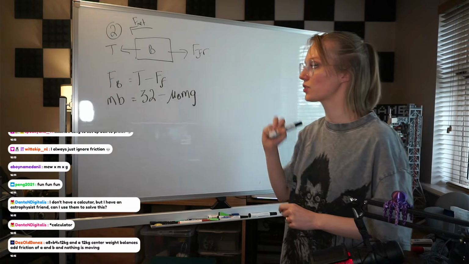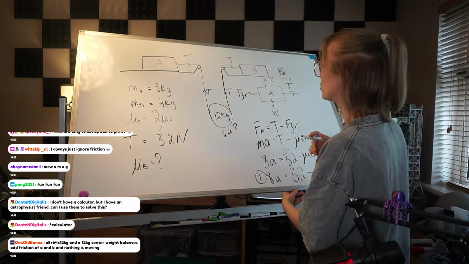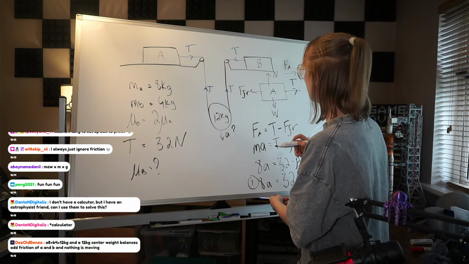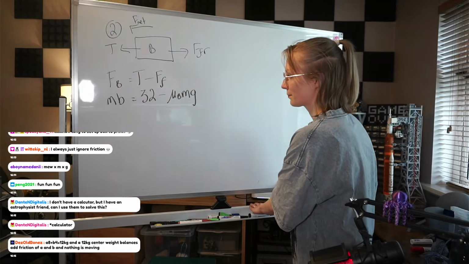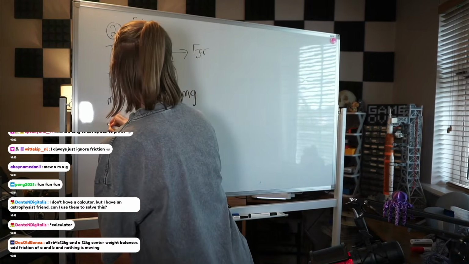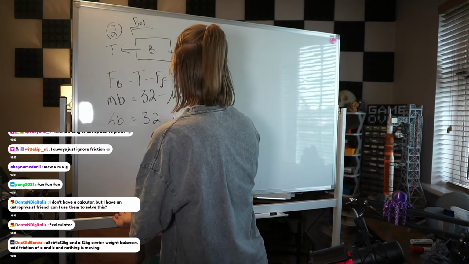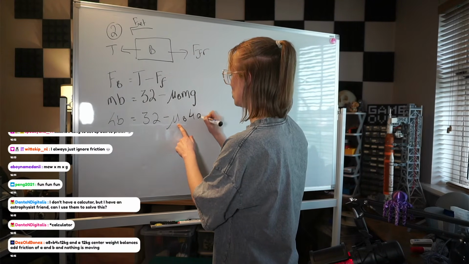So this is the equation for the next one. The mass of the second object is going to be, what is it? It is going to be 4 kilograms. So let's sub that in. 4B is equal to 32 minus mu B times 4g.